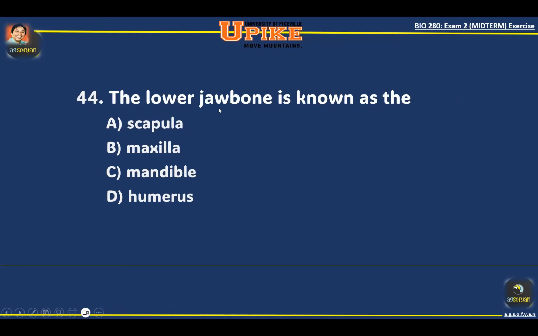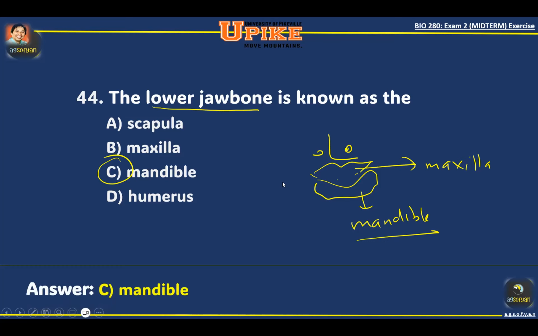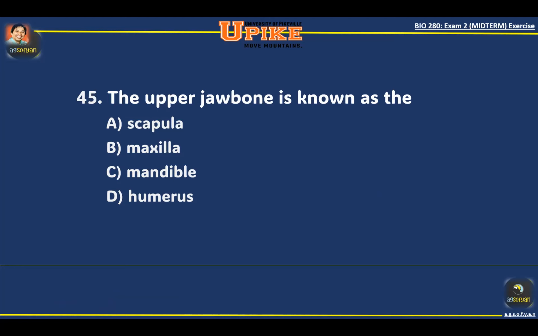The lower jawbone is known as, so the lower bone over here, and then we have the upper one. This one is called the mandible. The one on the top is called the maxilla. So lower will be mandible. The upper jawbone will be maxilla.